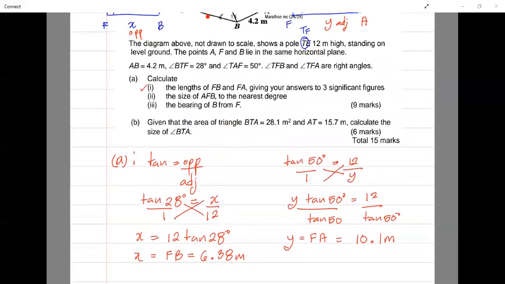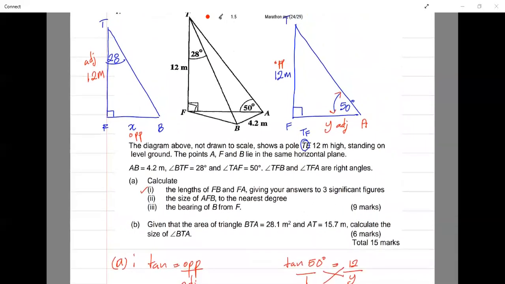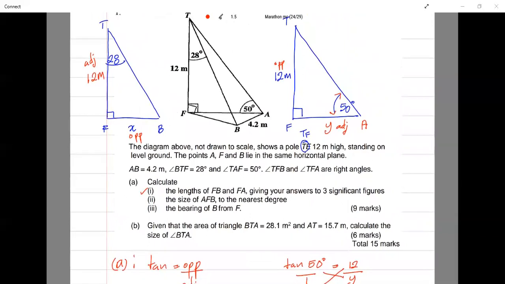Now we need to look at AII. In AII, we're asked to calculate the size of angle AFB. So let's identify angle AFB. That's this angle here that we're asked to calculate, and AFB is part of the triangle on the ground. Let us call this angle theta.